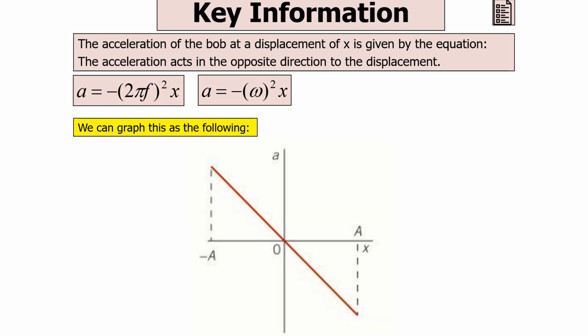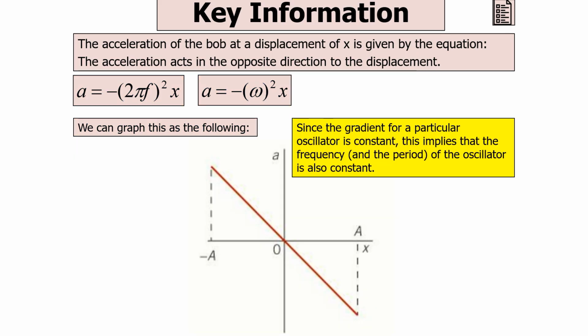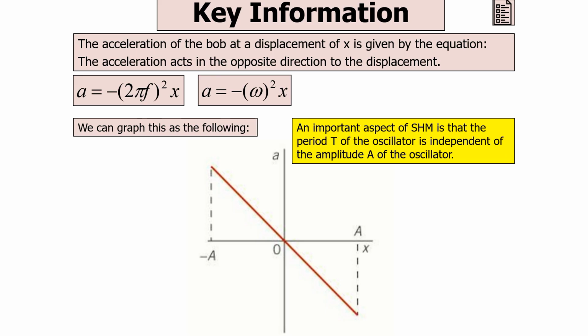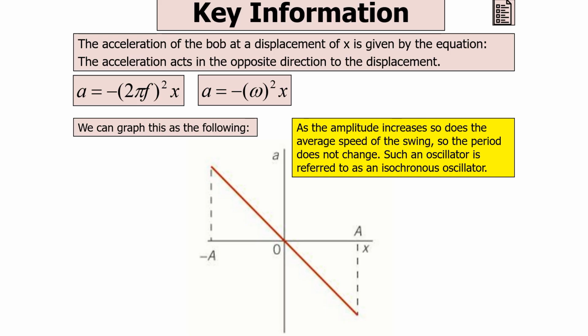Since the gradient for a particular oscillator has to be constant, this implies that the frequency and the period of the oscillator is also constant. An important aspect of simple harmonic motion is that the period of the oscillator is independent of the amplitude of the oscillator. As the amplitude increases, so does the average speed of the swing, so the period does not change. Such an oscillator is referred to as an isochronous oscillator.